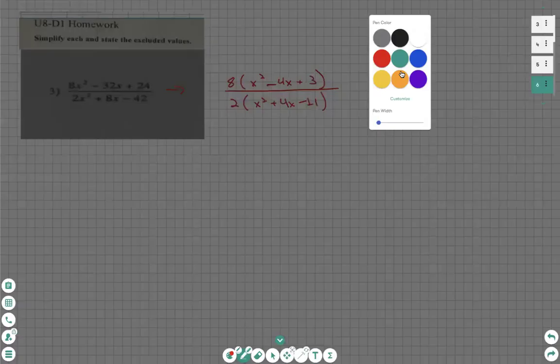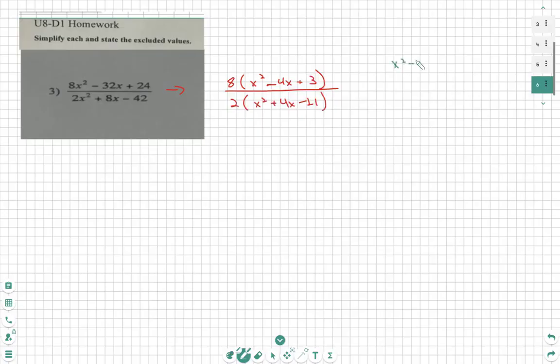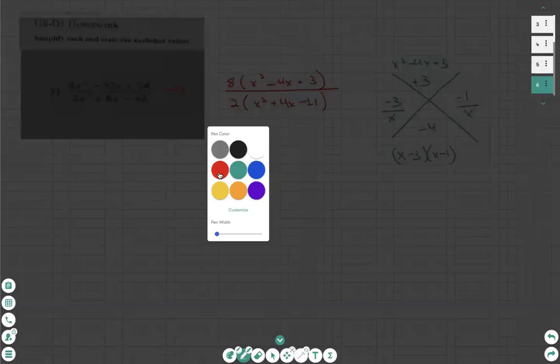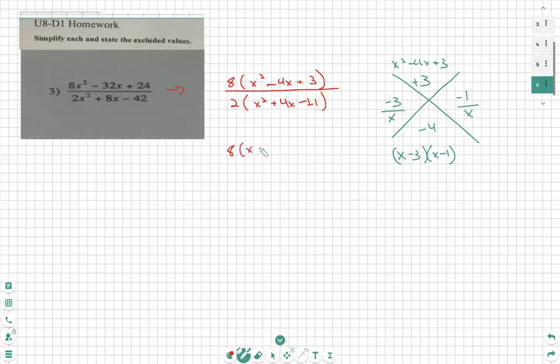Now we're going to x method the top and the bottom. x squared minus 4x plus 3. X method here. A times c on top, the b value in the middle, all over x, all over x. Minus 3, minus 1. So negative 3 times negative 1 equals positive 3. Negative 3 minus negative 1 is negative 4. So that's what we get, x minus 3, x minus 1. And then we can rewrite that in our numerator, x minus 3, x minus 1.